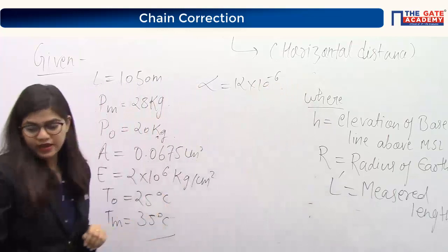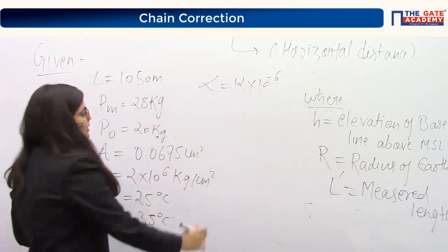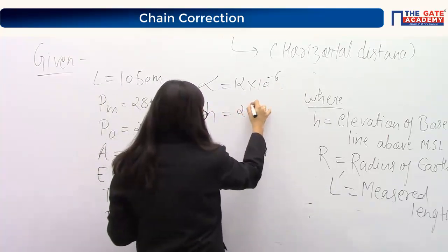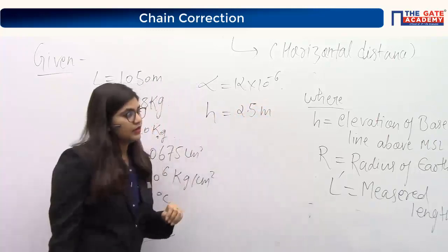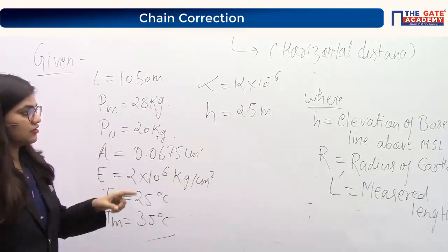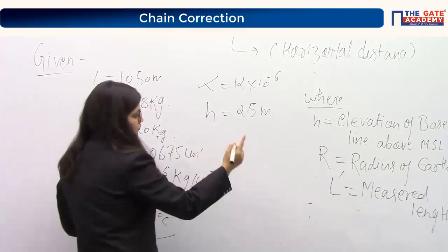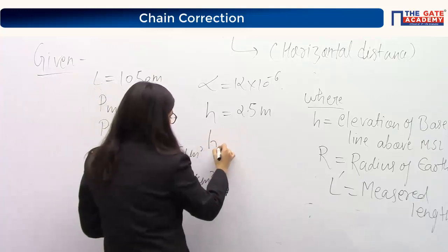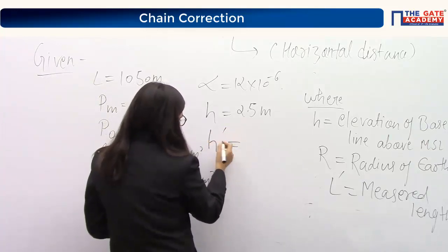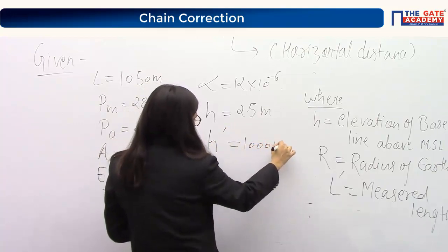And h is nothing but your 2.5 meter, and the elevation, this h dash is given as 1000 meter.